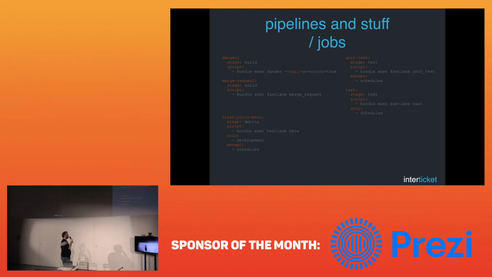And we are using Fastlane for most of our CI processes. You can see at the Crashlytics beta, which is at the bottom, that it's inside the deploy stage, and it runs only for the development branch, and it won't run on scheduled builds.